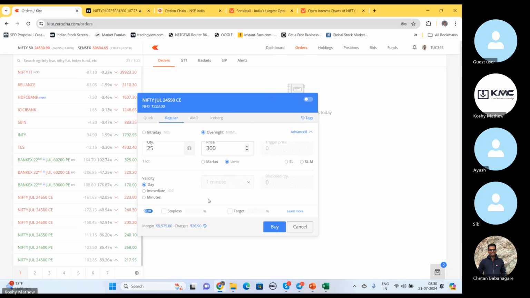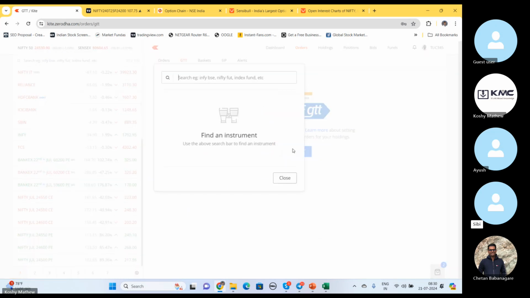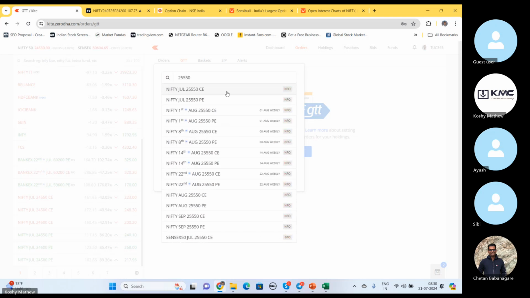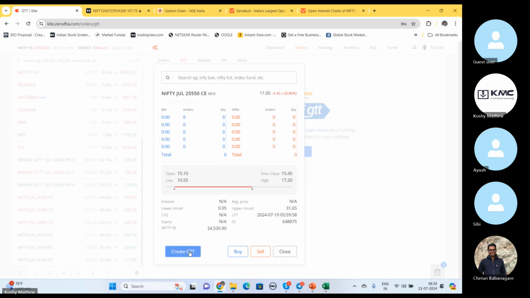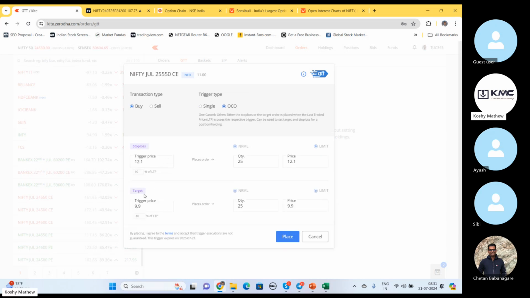There you'll put 275. You'll put a stop loss here, percentage, but I can't show you now. Okay, let me see if I can show. Here it is. There is an option in the top. Create GTD. See this trigger price, quantity. This is for stop loss target.